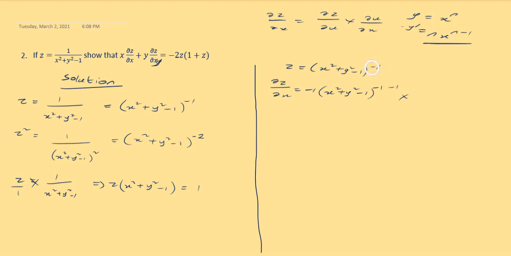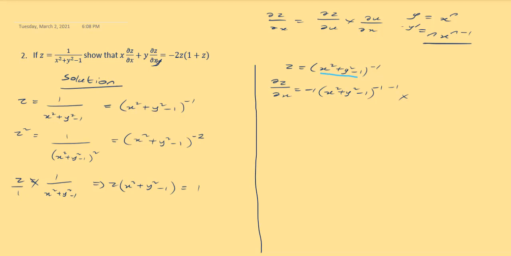The power is negative 1 minus 1. Then I have s square plus y square minus 1, then minus 1. Then subtract 1 from the power. That's not all. The remaining thing is that we differentiate what is inside the bracket. We will now differentiate this.